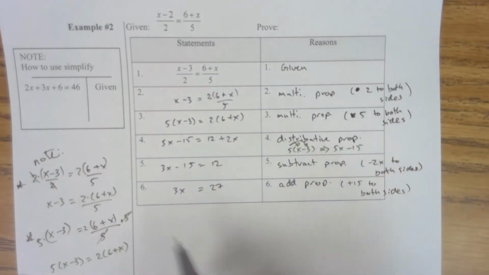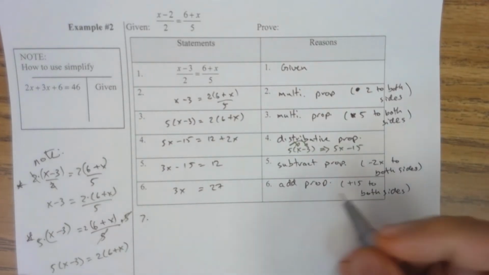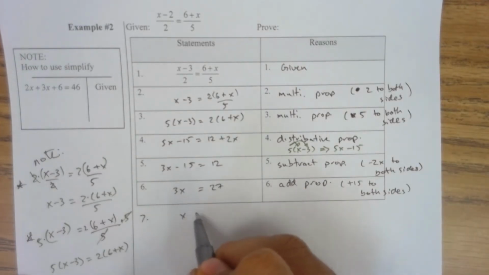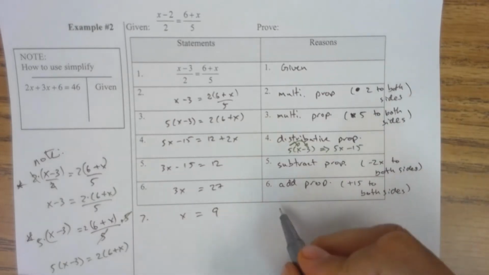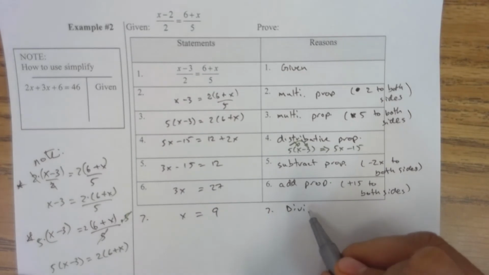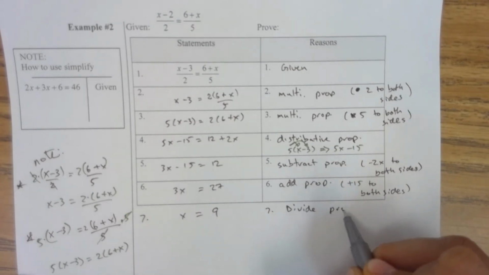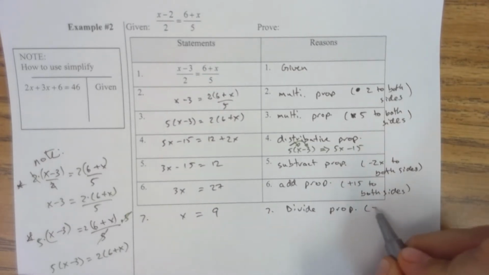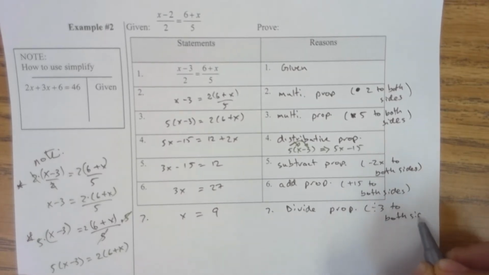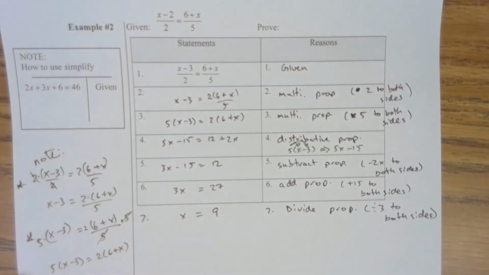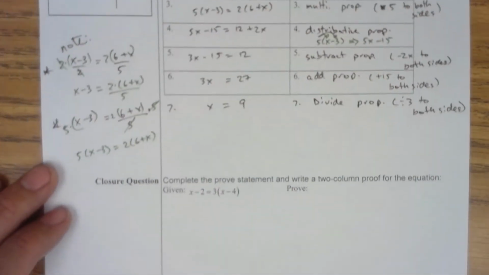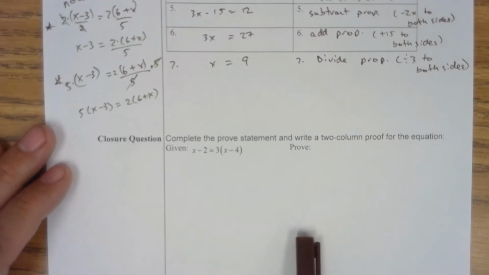Okay. And then we ran out of space, but we can add another one. So we go ahead and divide this by 3. So x equals 9. So division property. Okay. So that's not too bad. The closer question is going to be for you guys to do. Let's see if you get it.